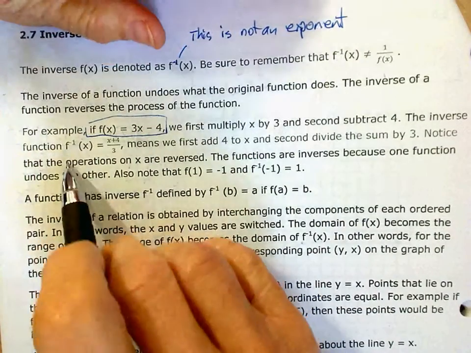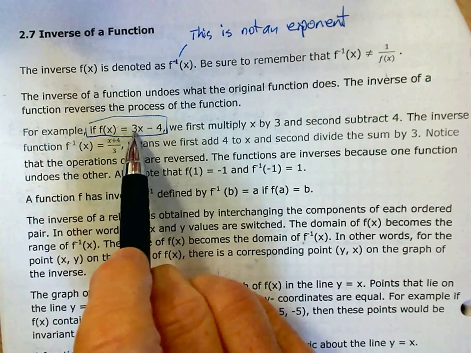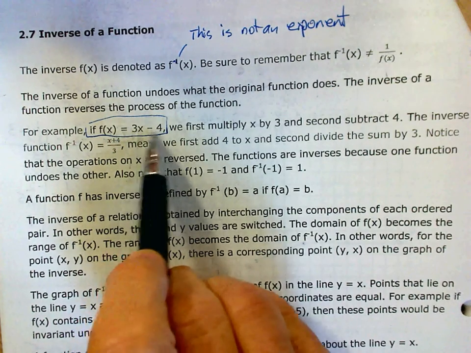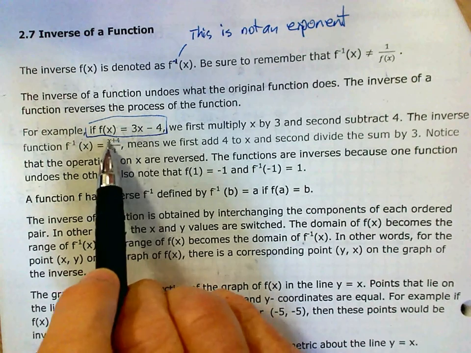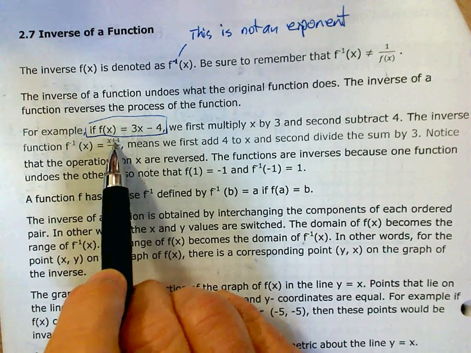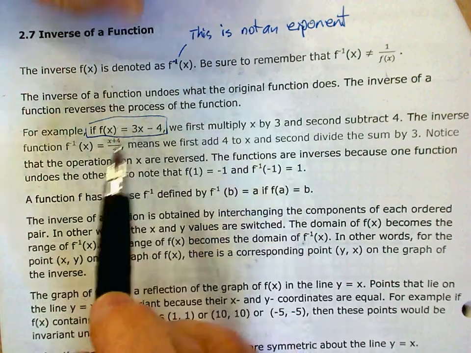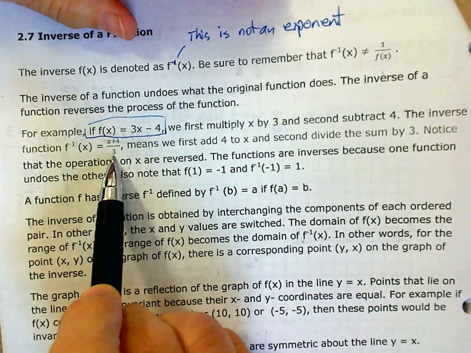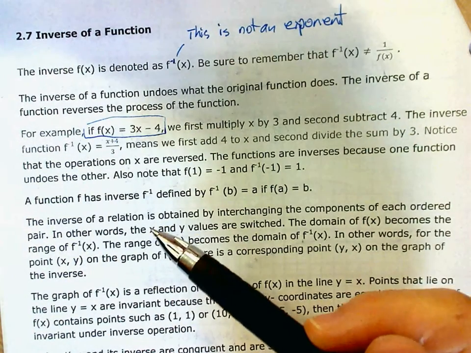The inverse of a function is this. So notice here the last thing we do is subtract 4, but in the inverse the first thing we do is add 4. Here the first thing we do is multiply by 3, but in the inverse the last thing we do is divide by 3. Okay, so it undoes what the original equation does.